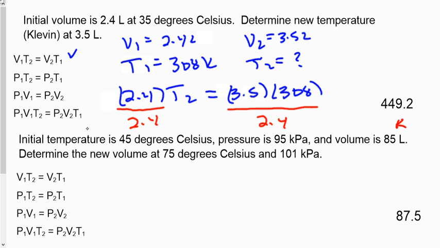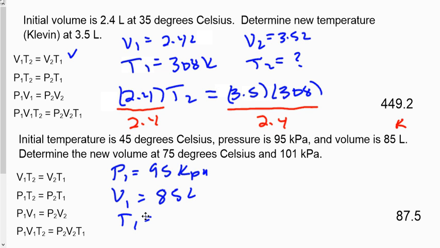An initial temperature of a gas is 45 degrees Celsius. Pressure 95 kilopascals and volume is 85. It looks like I'm using all the variables this time. So pressure 1 is equal to 95. And again, I'm recording my units when I do my little chart. Volume 1 is 85 liters. Temperature 1, I have to add 273 to that, so that's going to be 318 Kelvin.